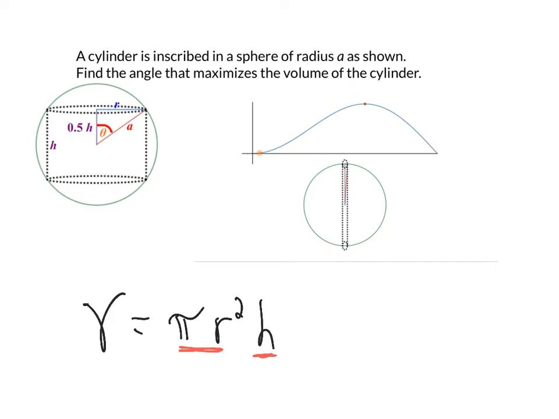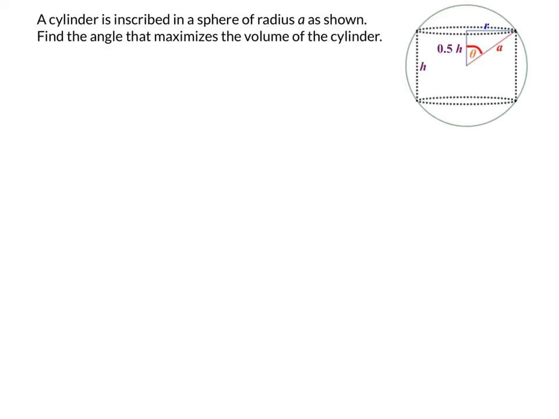The problem we have, of course, is that we don't have either r or h as our free variable. We want it to be instead theta. So we're going to have to figure out r and h in terms of theta. Luckily, getting r and h as a function of theta will be easy, because basically we've described a right triangle.